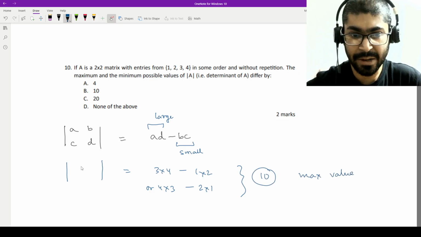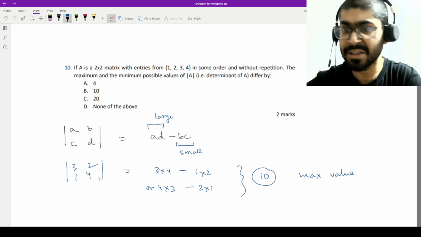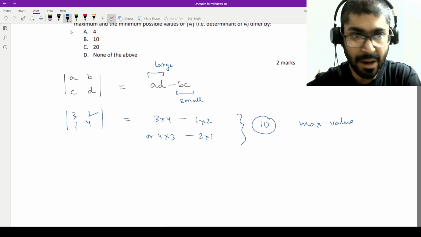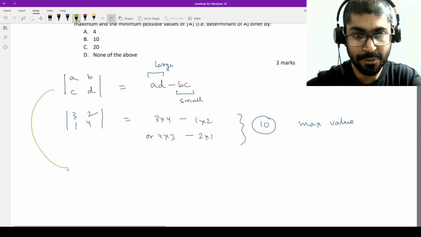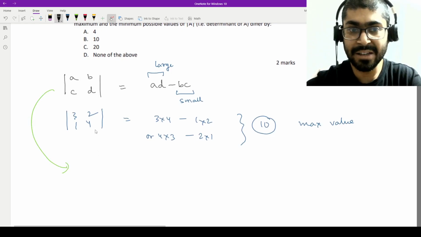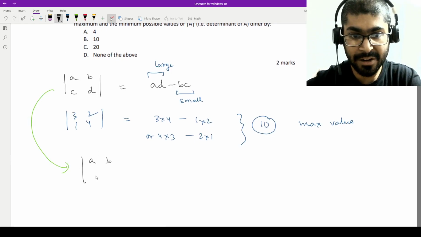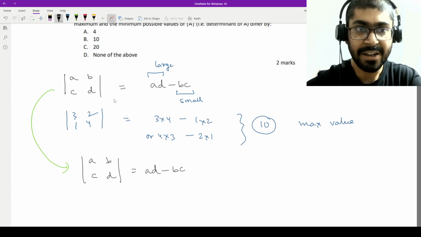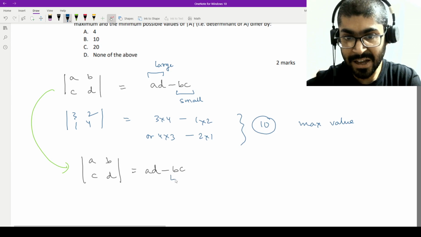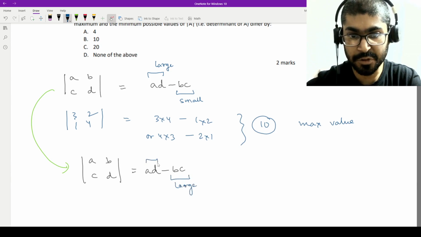Alright, so an example here would be 3 4 1 2, right? Here the maximum value is 10. Now just reverse the case and see what happens. So how will you get the minimum value of a determinant in the format of A B C D? The same value AD minus BC. Here BC has to be large, right? And this one has to be small.